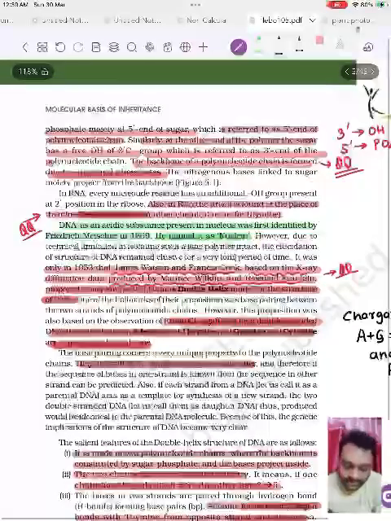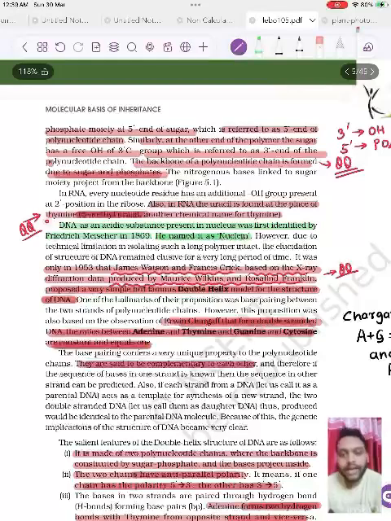This question has been asked many times. What is the another name of thymine? That is 5-methyl uracil. Okay, that is another name of thymine.